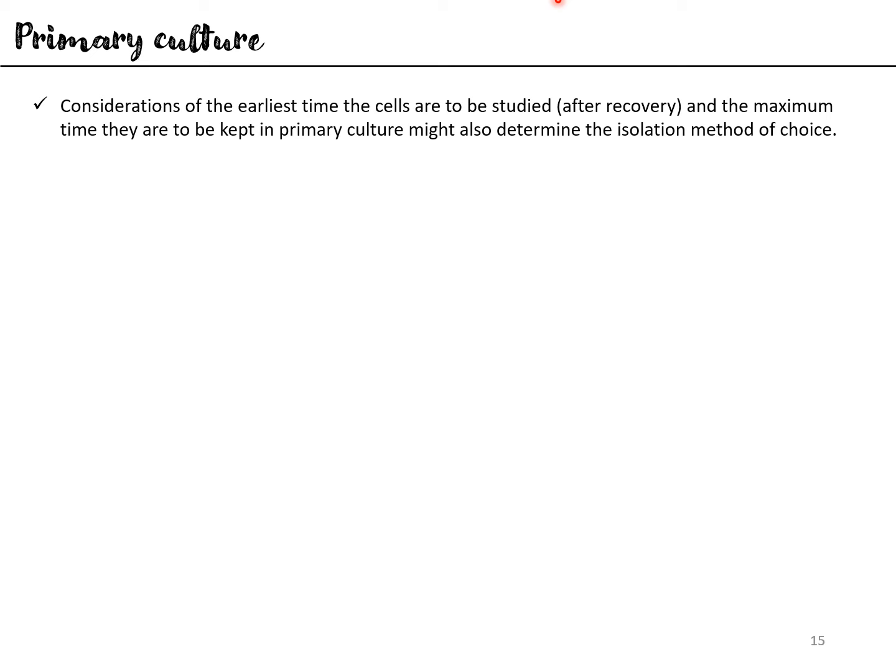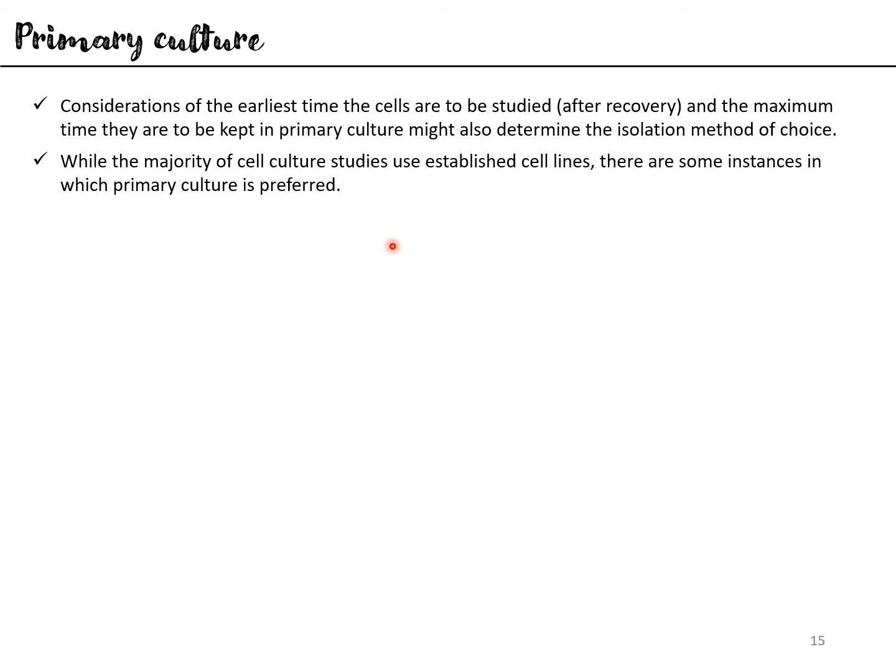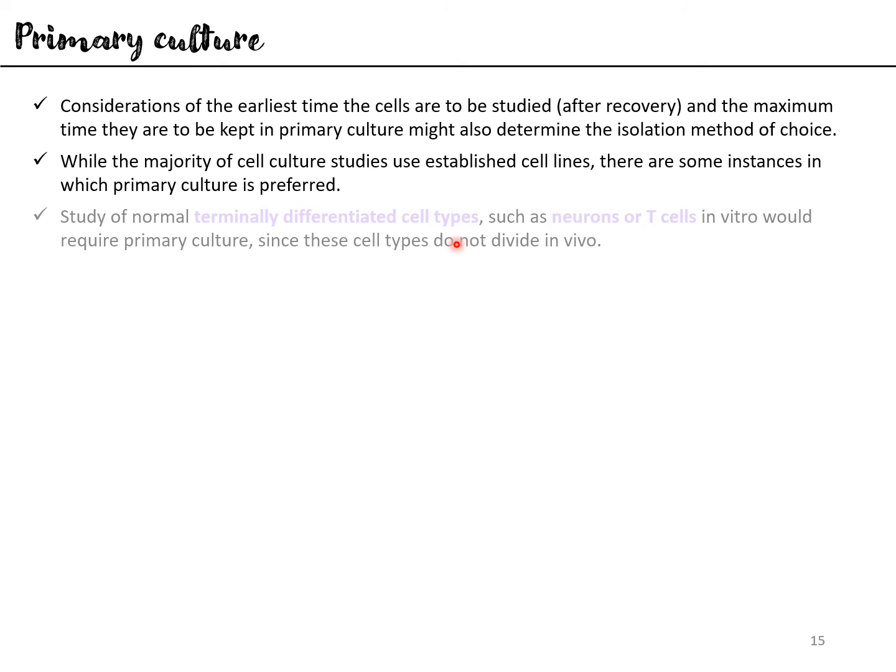Considerations of the earliest time the cells are to be studied after recovery and the maximum time that they are to be kept in primary culture might also determine the isolation method of choice. So it will also depend on what kind of study you want to do, at what stage you want to study the cells after primary culture establishment. While the majority of cell culture studies use established cell lines, there are some instances in which primary culture is preferred. So again, this is very study specific.